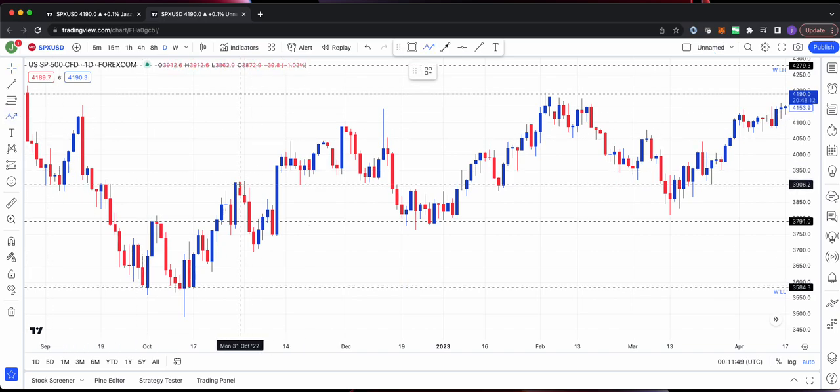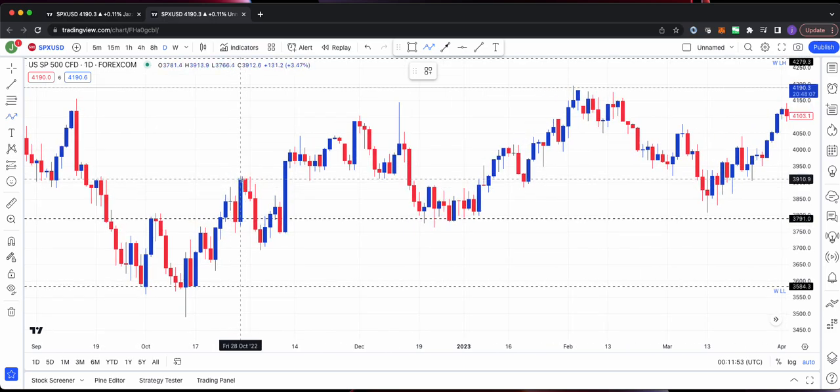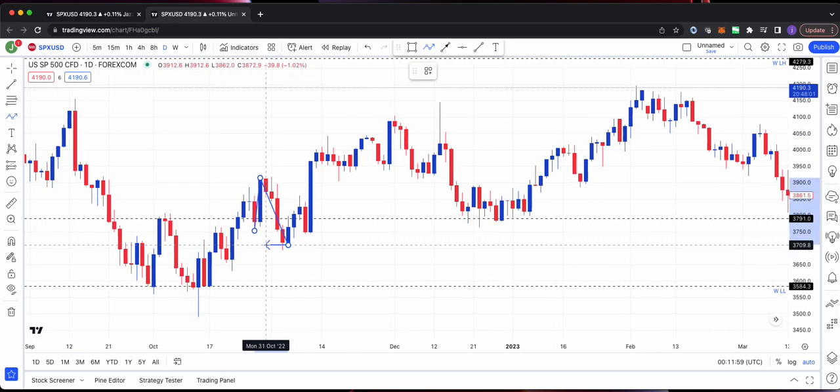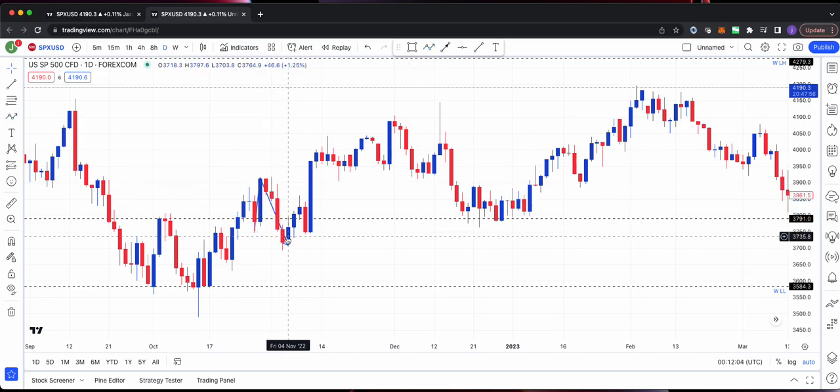So when we closed above it, what's my previous higher low? If this is my high, what's my higher low? Right here. Higher low, higher high. So if I close below this higher low, I become bearish again. This wave, right?